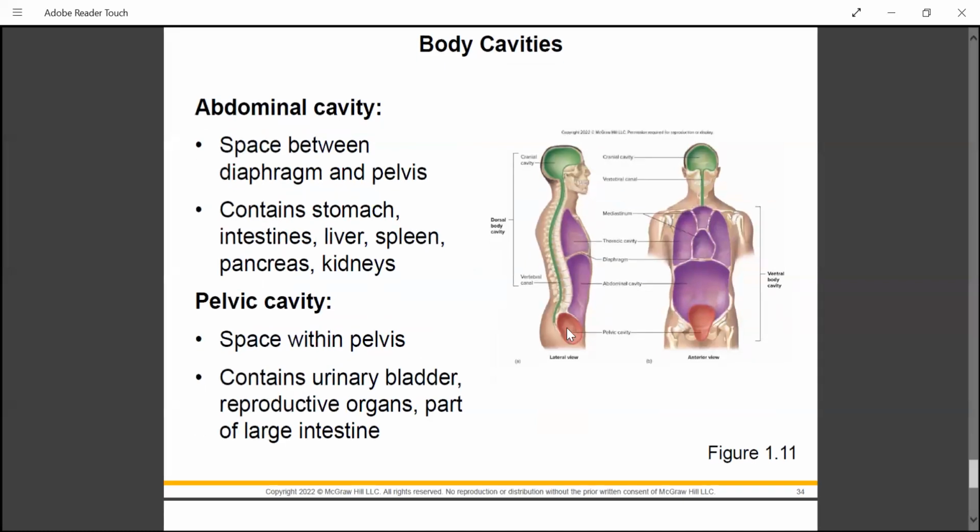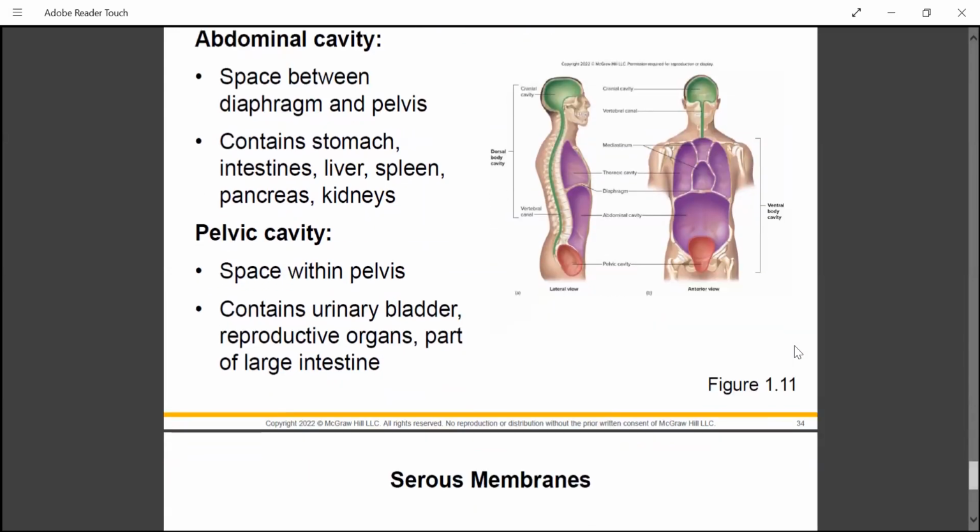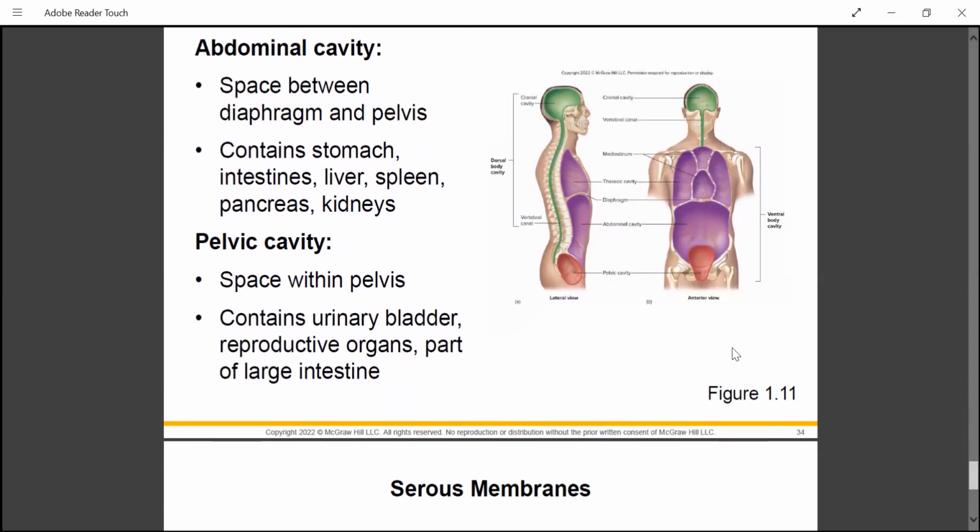The inferior cavities, we have our abdominal cavity, which is between our diaphragm and our pelvis. That's where our stomach, intestines, liver, spleen, pancreas, and kidneys are all located. And then the pelvic cavity is the space within the pelvis itself. That's where our urinary bladder, our reproductive organs, and some of our large intestine extends into the pelvic cavity.